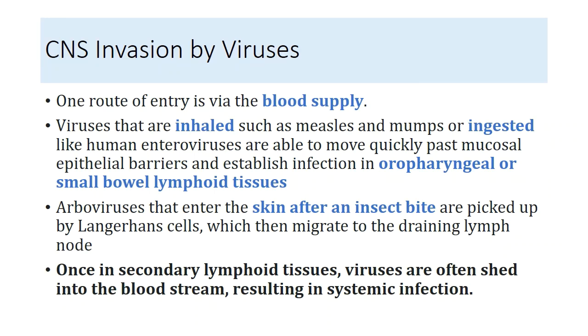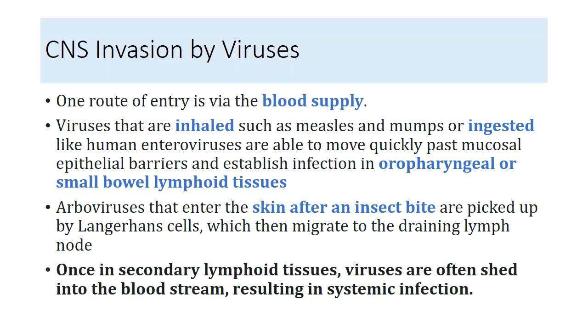So now coming to the CNS invasion by the viruses. How do the viruses invade different structures of the CNS? First of all, it must be noted that there is one important route of entry of any infection into the brain, that is via the blood. Viruses can also be inhaled like measles and mumps, or ingested like the enterovirus, or for that matter, arboviruses can enter the skin via an insect bite.